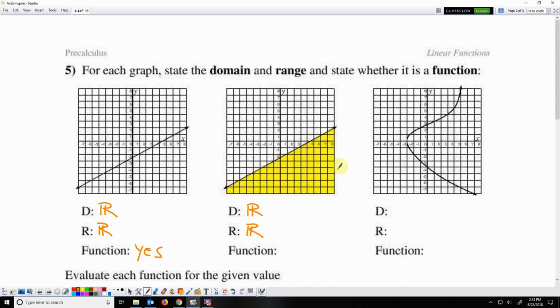Because of this shaded region down here, this isn't a linear equation, it's a linear inequality. So this would be less than or equal to. That means every point in here, whether it's an integer point or not, is part of this graph. So when I draw a vertical line, once I get right here, I'm now touching an infinite number of points with that same vertical line. No, this is not a function.